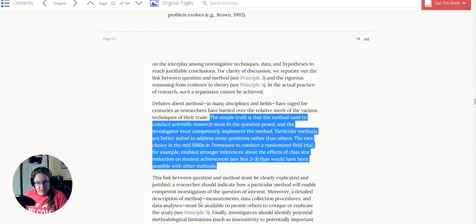So a simple truth, but regardless of how, the method has to fit the question and be competently implemented. That means you also want to make sure you know where your method fails so that you can address those in the paper, and that you're implementing the method correctly. A lot of statisticians have pointed this out with scientists' papers. Scientists who are not trained as statisticians don't recognize some of the issues with the statistical methods they're using.